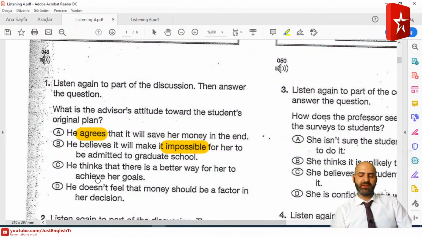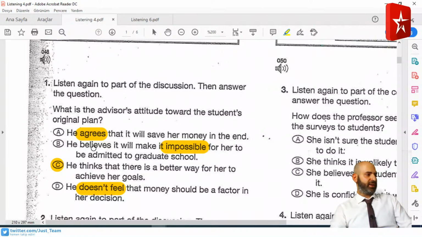This is not correct because the professor says, I do sympathize, blah, blah, blah. And also he says, I understand that money is important even for one semester. So he understands that money is important. So "does not feel" is incorrect here. Therefore, our correct answer is, of course, C.